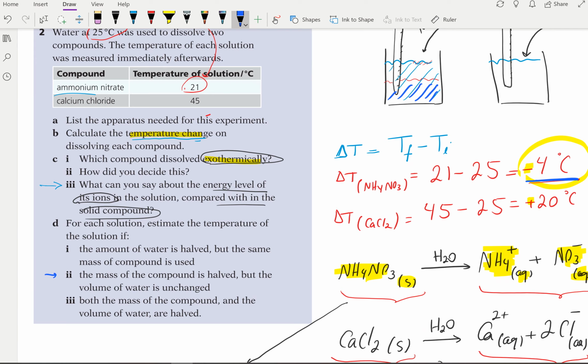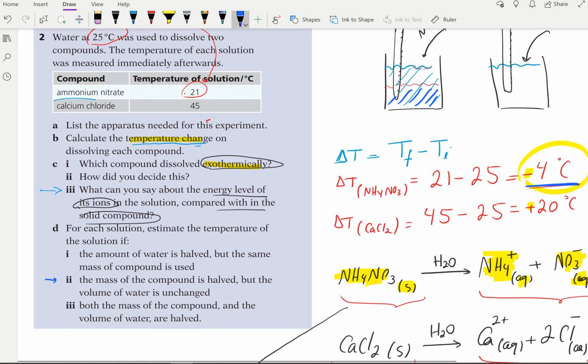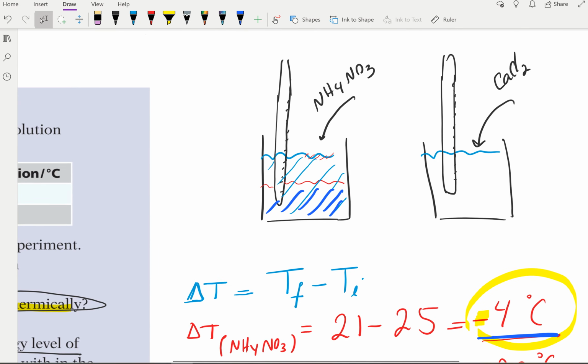Part 2 says the same mass of compound is halved. The mass of the compound is halved, but the volume of the water is unchanged. For example, for the second one, if we have the same amount of water but we add half of the original amount, so less of the substance dissolves in the water, it releases less energy, because we halve the amount of the salt or ionic compound. The amount of energy which releases also becomes halved, cut in two.